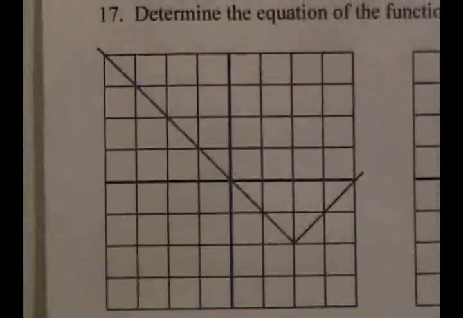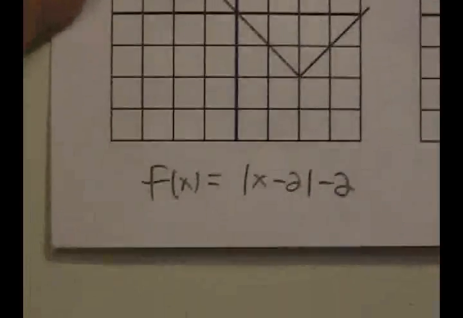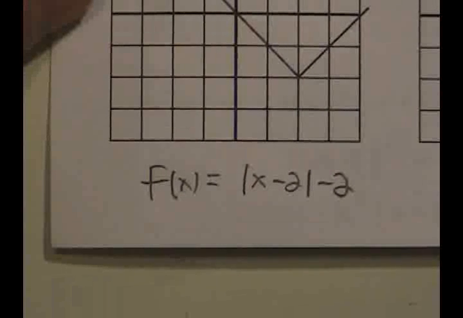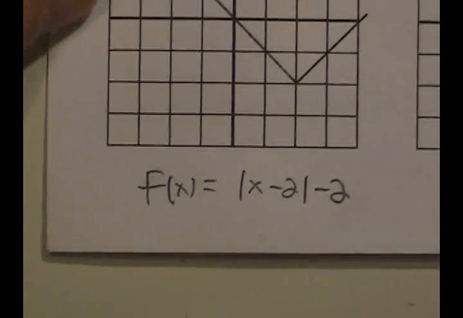Lastly, we have to identify these functions. This one is a transform of an absolute value. It's shifted 2 to the right and 2 down. So it would be like that: x minus 2 does the right movement, and this does the down.